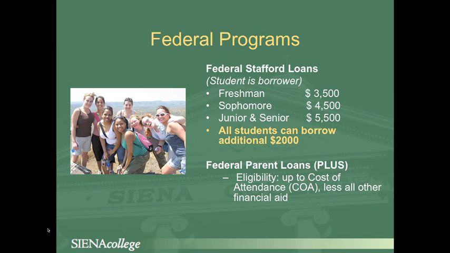Federal Stafford loans offer a fixed interest rate that is established by the federal government. Repayment for Stafford loans begins 6 months after graduation. There are two types of Stafford loans. The first is a subsidized Stafford loan.